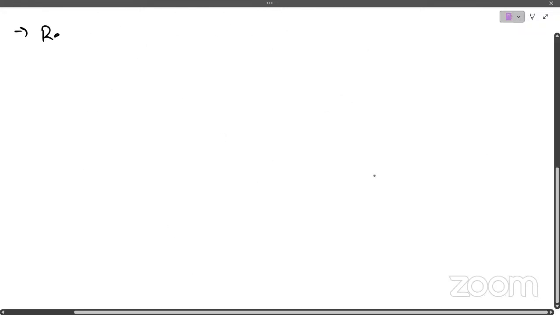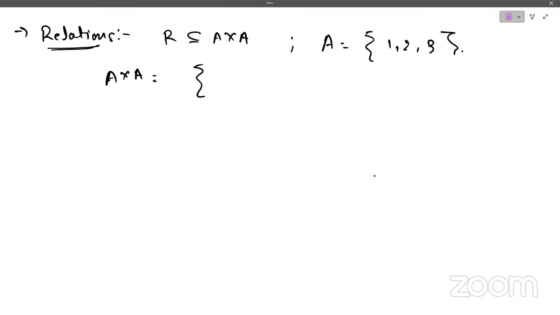So graph theory starts with the definition of relations. What do you understand by relation? A relation is nothing but a subset of a Cartesian product A cross A. Suppose you have a set A, and suppose A is 1, 2, 3. Then what do you understand by the Cartesian product A cross A? It is a set of tuples (x, y), where each x and y belongs to A.